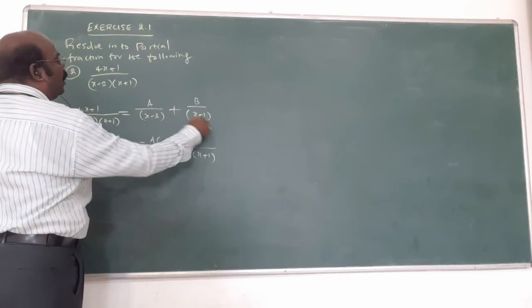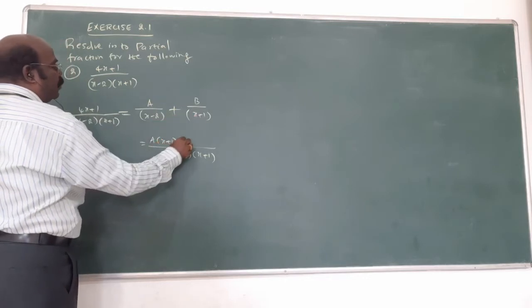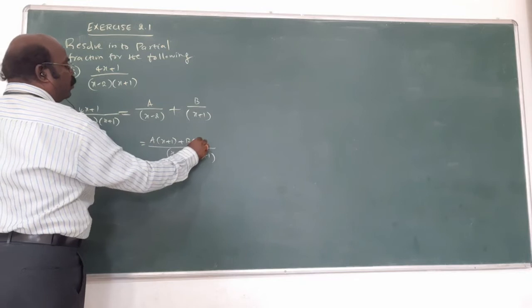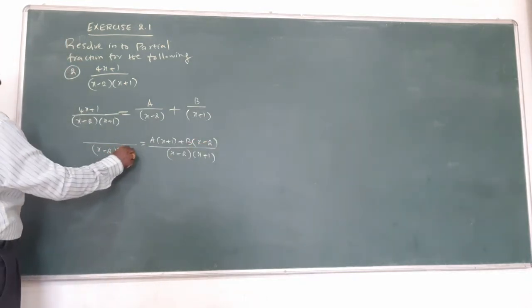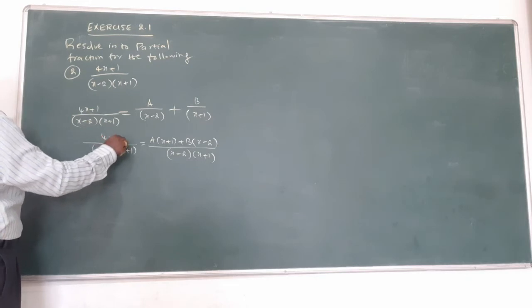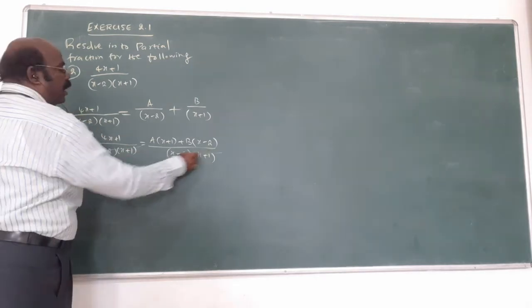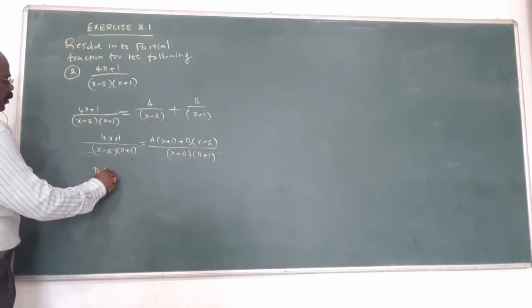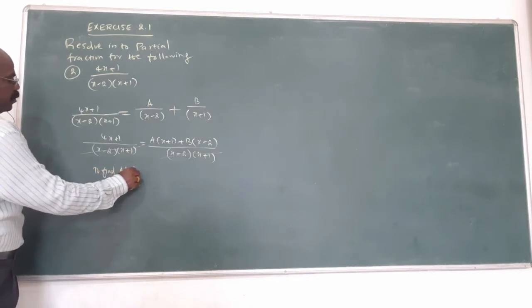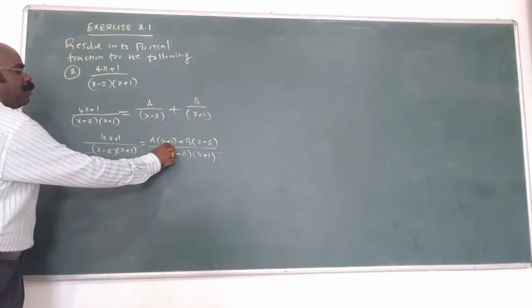Just multiply both sides: A into x plus 1, plus B into x minus 2, and on the other side x minus 2 into x plus 1 and then 4x plus 1. This will be cancelled. Remember, we always cancel. Now to find A and B: what is inside the bracket? x plus 1 is there.